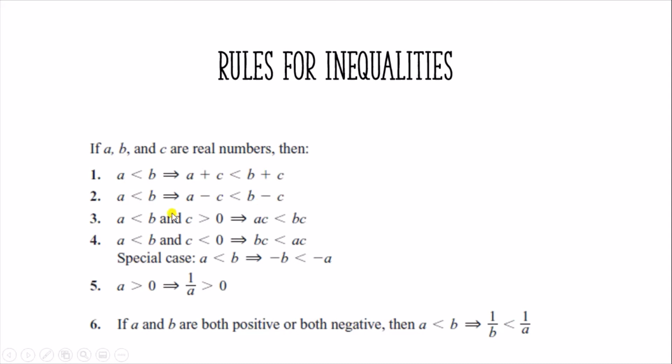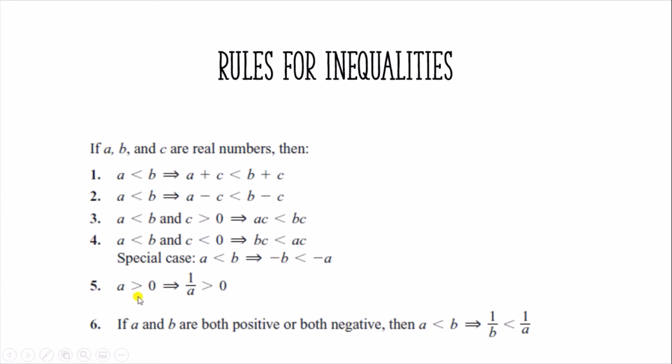If a is smaller than b and c is greater than 0, then the product ac will also be smaller than bc. If a is smaller than b and c is smaller than 0, then the product ac will be greater than bc, or bc is smaller than ac. As a special case, if a is smaller than b, then minus b will be smaller than minus a. We know that among negative numbers, the one with the larger digit is considered the smaller number.